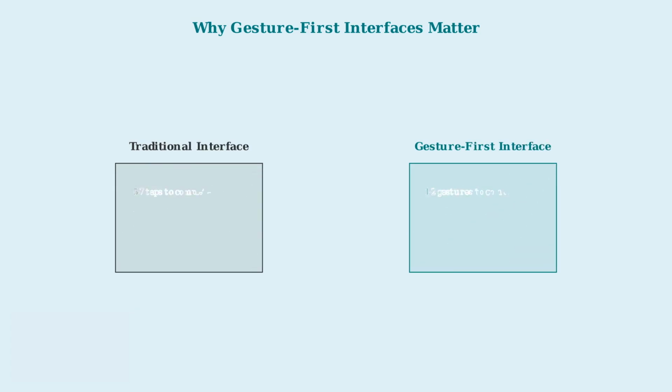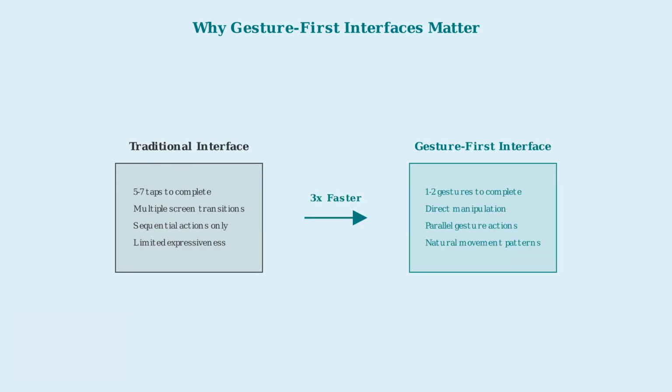Gesture-first interfaces dramatically improve efficiency. Tasks that require multiple taps and screen transitions in traditional interfaces can often be completed with a single gesture. This reduces cognitive load and allows for more natural, fluid interactions that mirror how we manipulate objects in the physical world. As gesture recognition technology continues to advance, we can expect gesture-first interfaces to become the standard for immersive applications, productivity tools, and everyday digital interactions. The future of interface design is moving toward more natural, efficient, and expressive human-computer interaction.